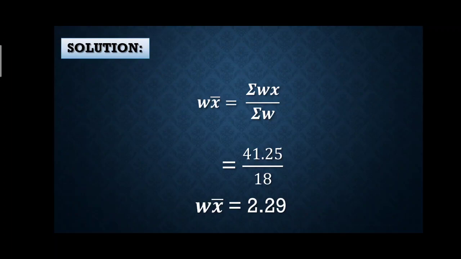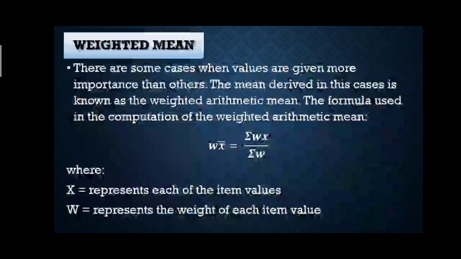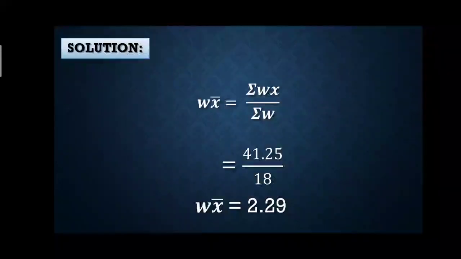Solve. The weighted arithmetic mean is equal to the weighted x all over the sum of w. What is w? Let's go back. w represents the weight of each item value, so we have the units. So the total weighted value of x is 41.25 all over 18. What is our weighted arithmetic mean? We have 41.25 divided by 18, so we have 2.29. That is our weighted arithmetic mean.